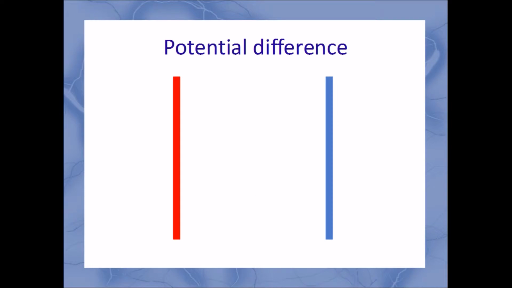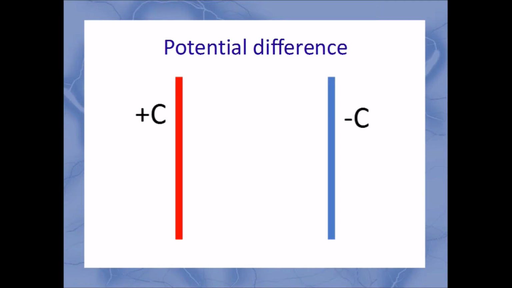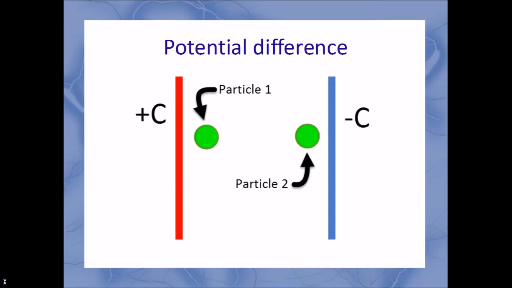Imagine you have two straight rods, like this red one and this blue one. Let's not worry about what they're made of or how big they are. None of that matters for this explanation. All we need to know is that the rods are electrically charged. Say the red one has a positive charge of 1 coulomb, and the blue one has a charge of negative 1 coulomb. The rods have exactly opposite charges, but let's say we're holding them still so they can't move toward each other. Now we take two particles, 1 and 2, and hold them between the rods like this.